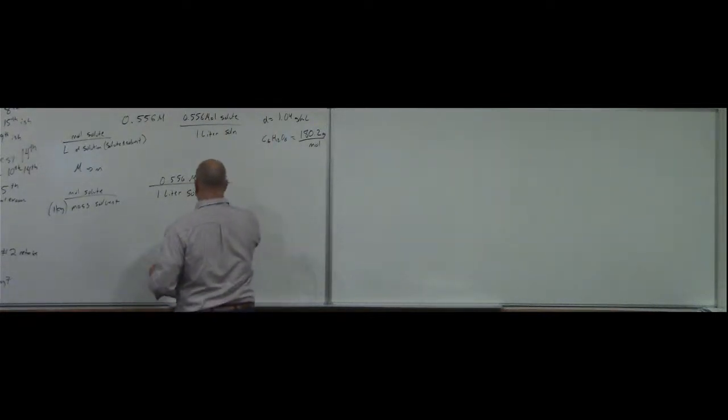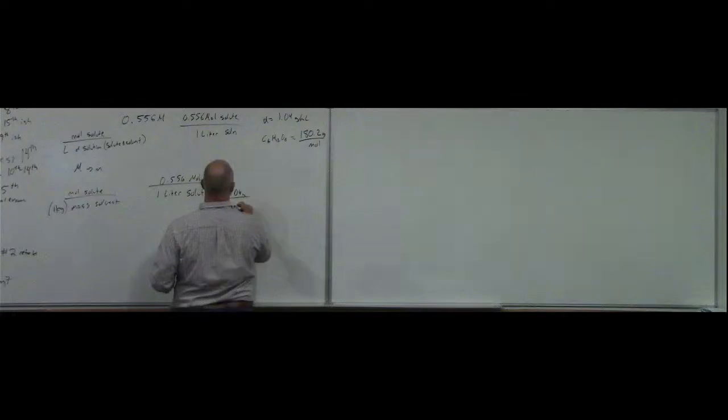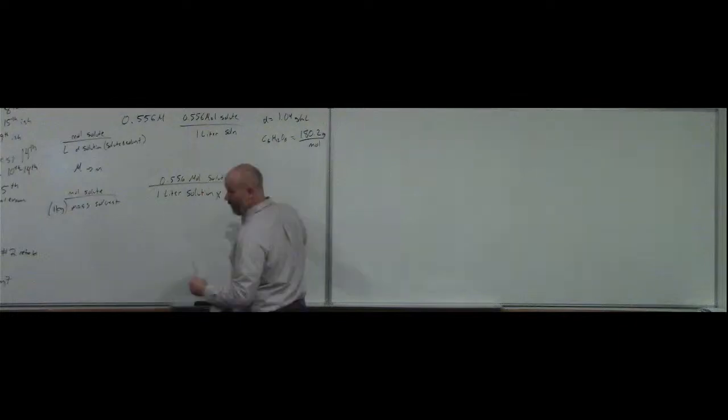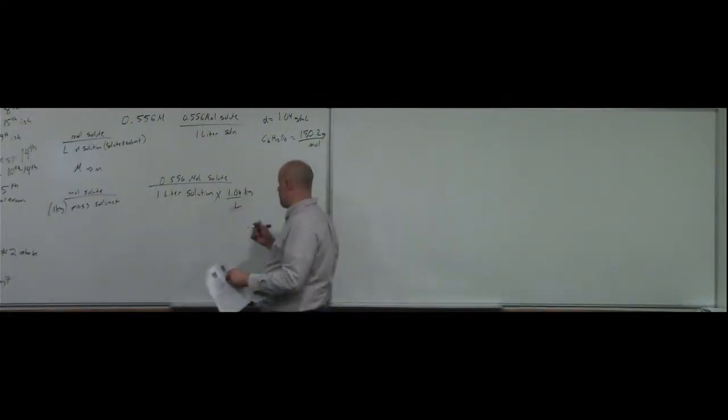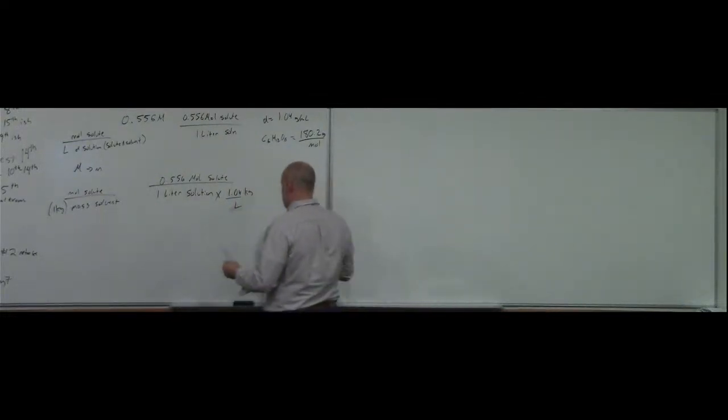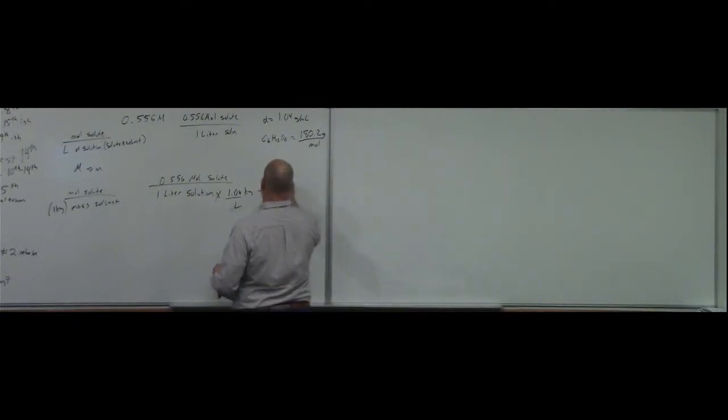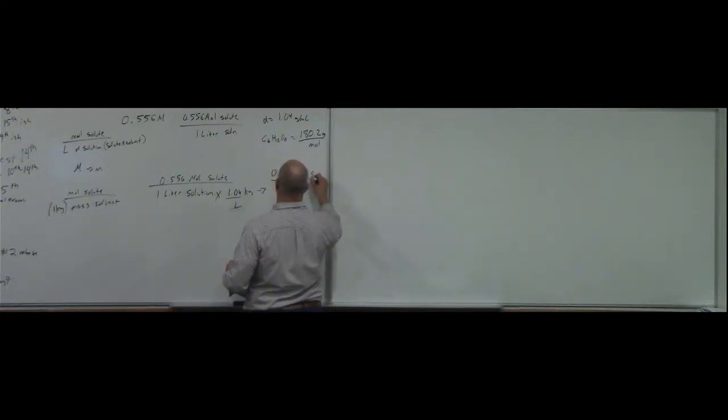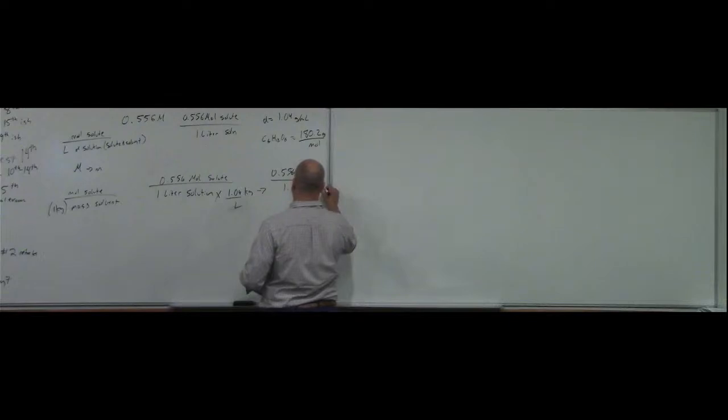1 liter times 1.04 grams per milliliter. I can just right here convert this to kilograms per liter, right? I don't need to go crazy with anything. And that's going to help me later, because I'll already be in the right units for what I want. So when I do this, this gives me 0.556 moles of solute over 1.04 kilograms of solution, right?